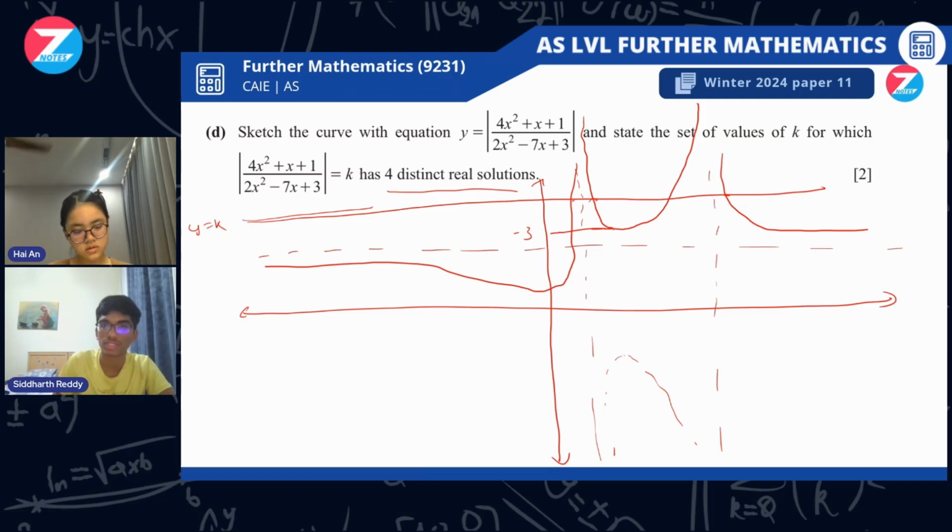So what we'll notice is that it only happens when we draw it above this point, minus 3. If we draw it below, for example somewhere here, there's only going to be 1 or 2 intersections. So that's not what we want. So that's why k has to be greater than 3.